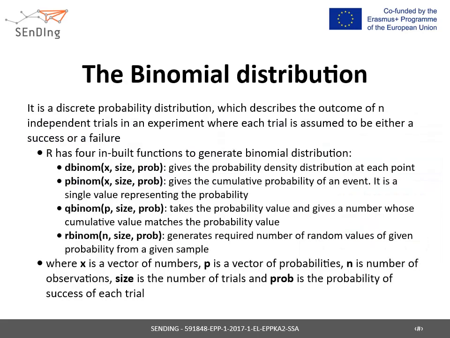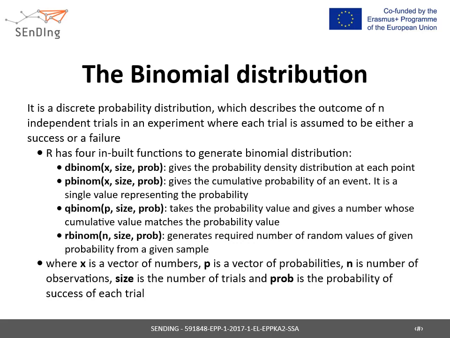The binomial distribution is a discrete probability distribution. It describes the outcome of n independent trials in an experiment. Each trial is assumed to have only two outcomes, either success or failure. For example, tossing of a coin always gives a head or a tail.